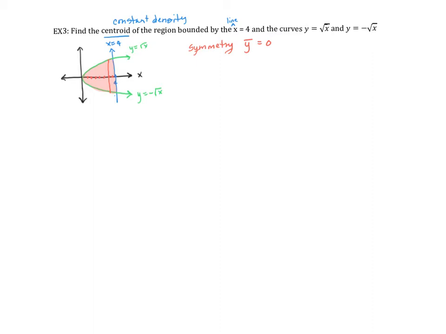So the first thing I'm going to do is I'm going to compute the mass and not the moment, because to me mass is easier. When I compute the mass, well, first of all, if I look at my y values, the lower curve is the negative square root of x, and the upper curve is the positive square root of x. Remember, I'm doing a double integral now. I have to make sure that I end up with constant limits of integration. And then my x value goes from 0 to 4.